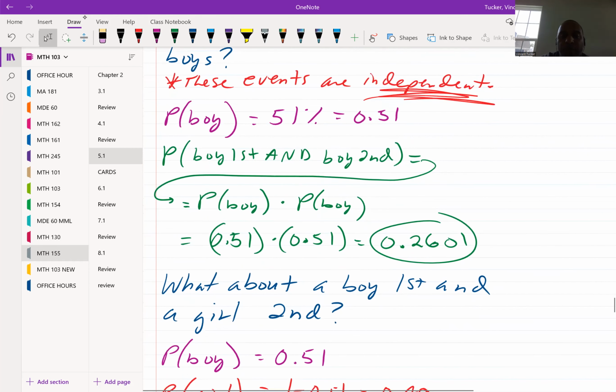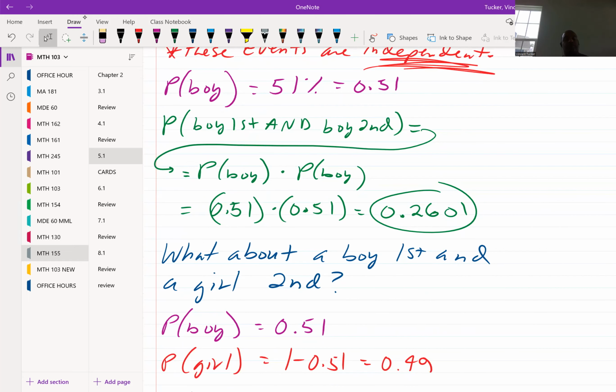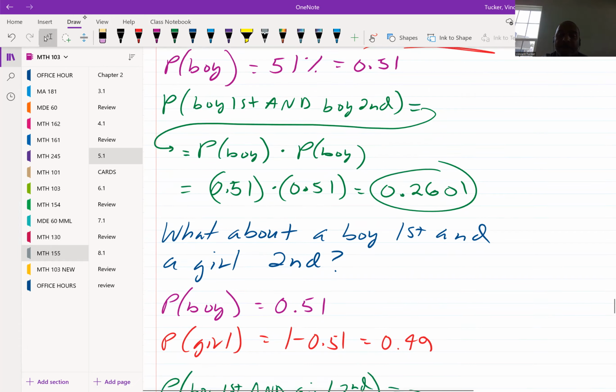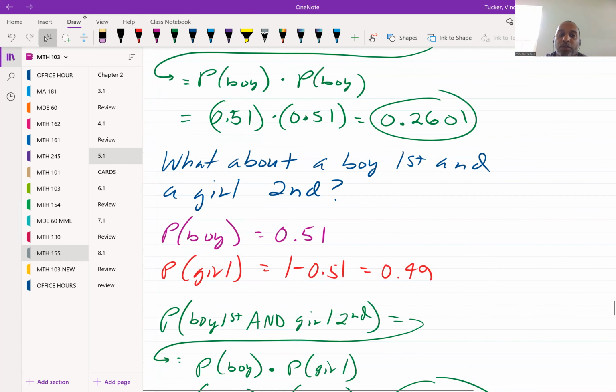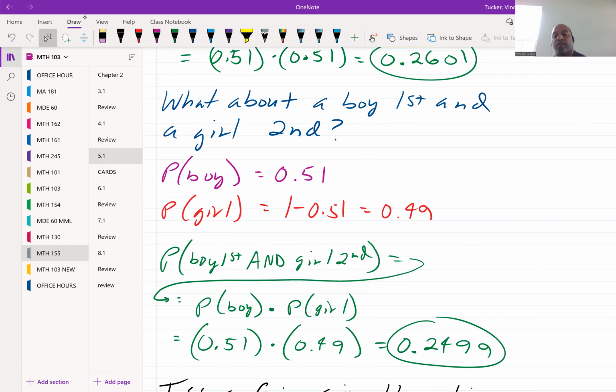So then it says, what about a boy first and then a girl second? So according to this, boy, girl. If it's 51% to get a boy, then subtracting 0.51 from one, that'd be 0.49 to get a girl. And so then you multiply those two probabilities together. 0.51 times 0.49 is 0.2499.